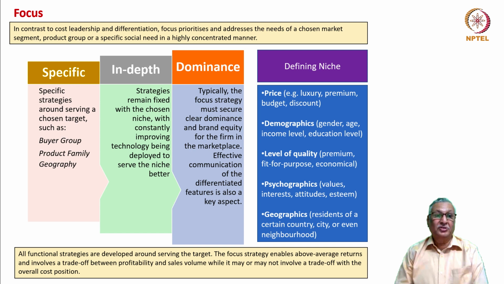The third one is focus. That is, you have certain attributes of cost leadership or differentiation, but they are not too strong to be applicable universally. So focus strategy prioritizes and addresses the needs of a chosen market segment, product group or a specific social need in a very highly concentrated manner. Example, specific strategies that serve a chosen target such as buyer group, product family, geography, in depth. Strategies remain fixed with the chosen niche, with constantly improving technology being deployed to serve the niche better.